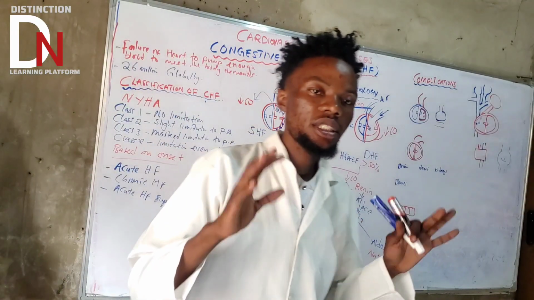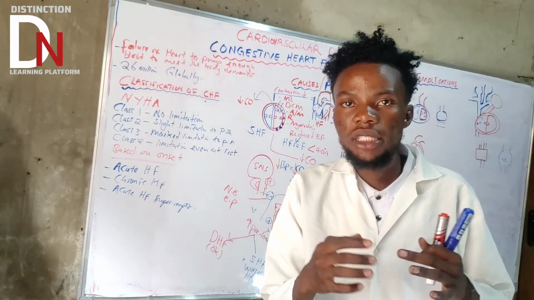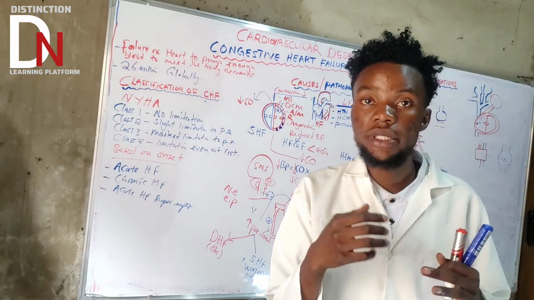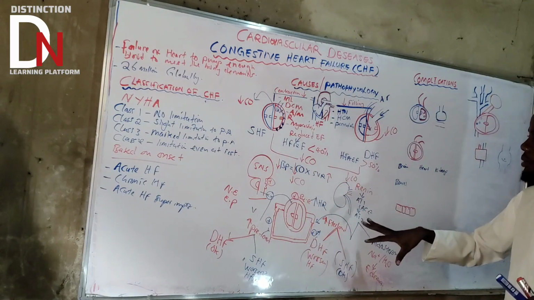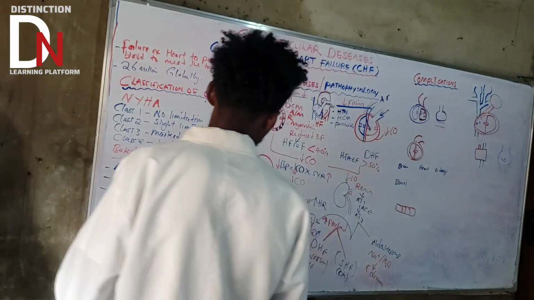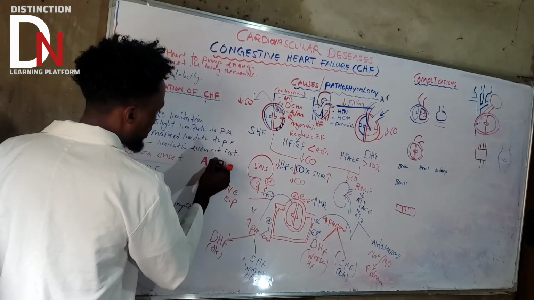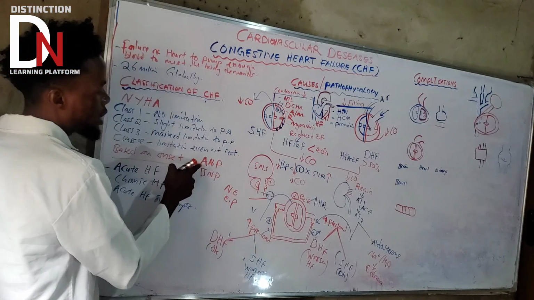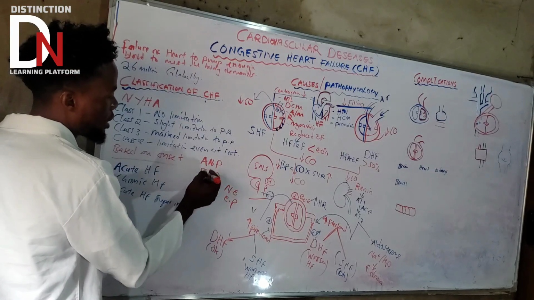Now, the last important thing to talk about is that if the heart is failing, apart from these compensatory mechanisms, it also produces two important substances or hormones. What does it produce? ANP and BNP. ANP is atrial natriuretic peptide. BNP is brain natriuretic peptide.